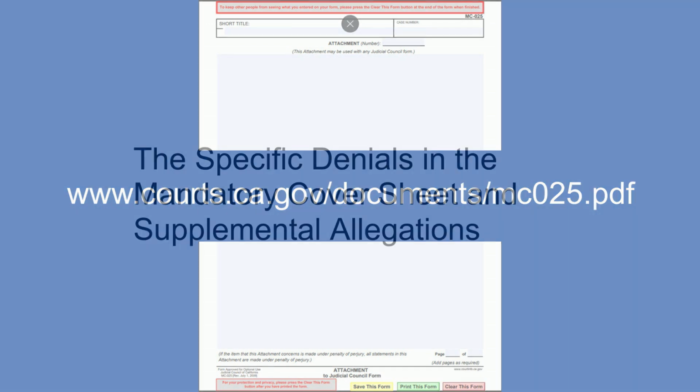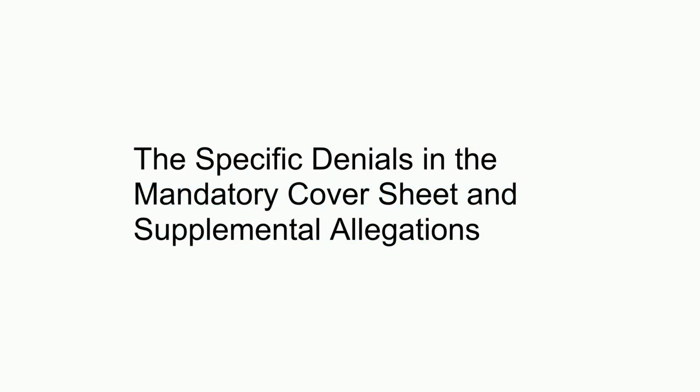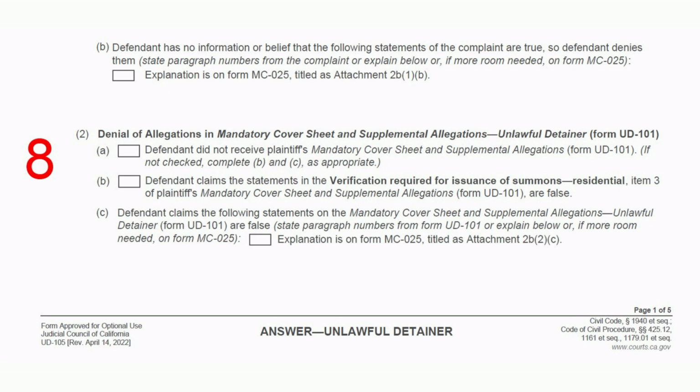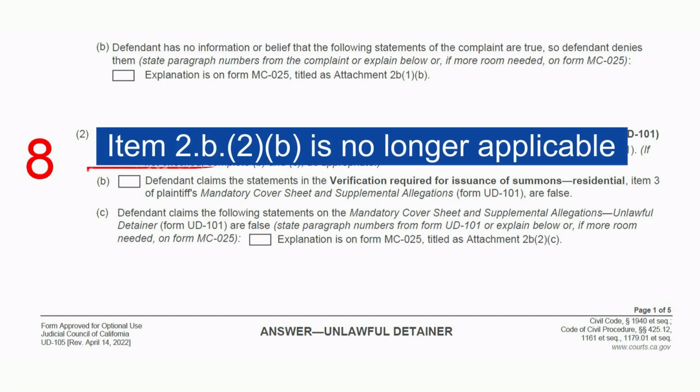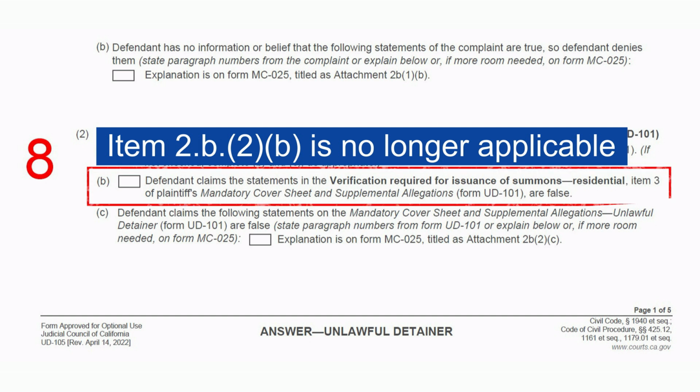The specific denials of statements made in the mandatory cover sheet and supplemental allegations, unlawful detainer. Mark 2B2A if the mandatory cover sheet and supplemental allegations was not given to you at the time you were served. If you were served the form, read through it line by line. Item 2B2B is no longer applicable, so you can skip it.